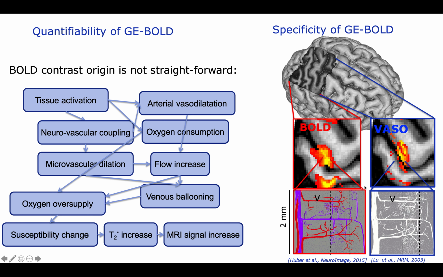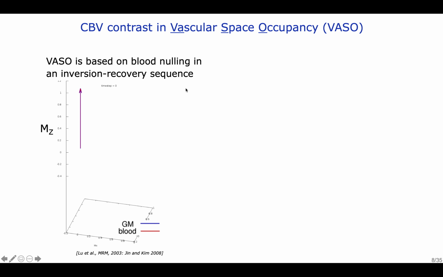And there are other non-BOLD layer-dependent fMRI methods out there that are believed to be more locally specific, such as this VASO method, which is my favorite method, which is believed to measure blood volume increase of the small vessels that are closely aligned to the laminar neurostructures. And it's non-invasive, and it's actually pretty simple.